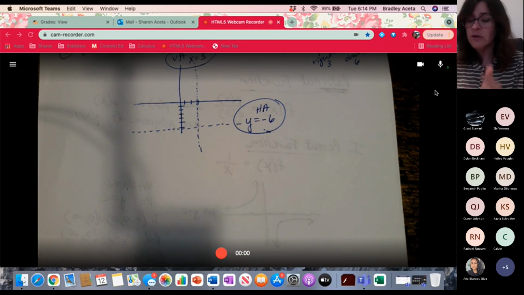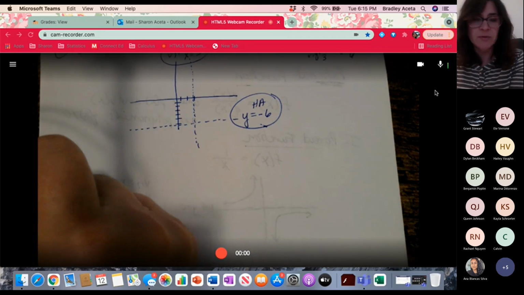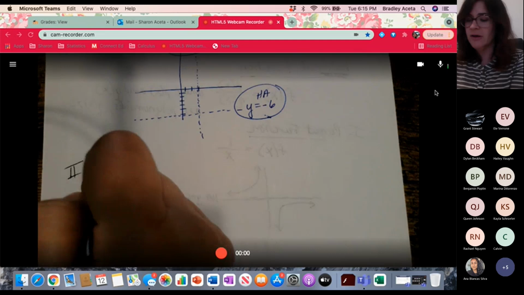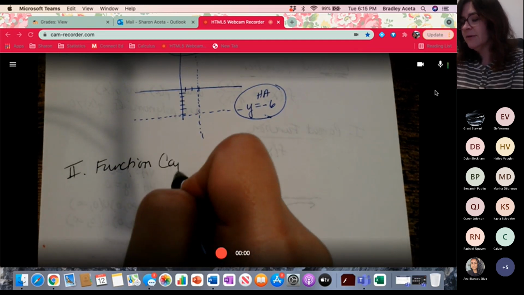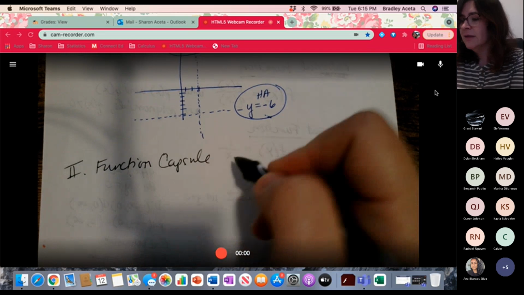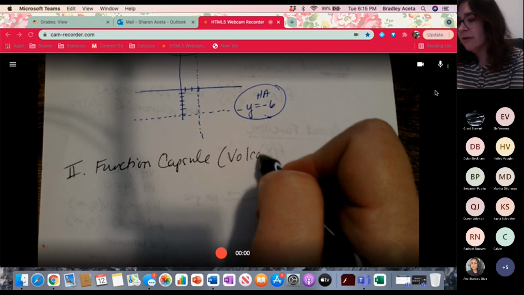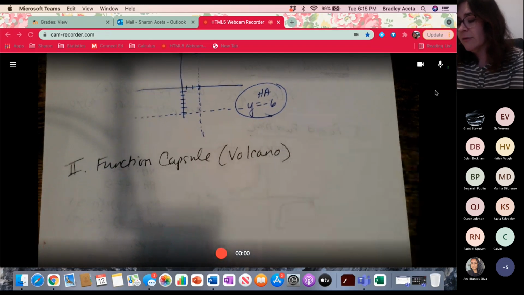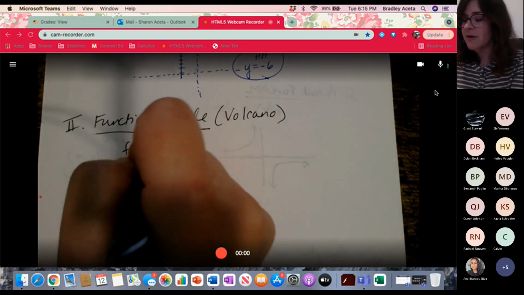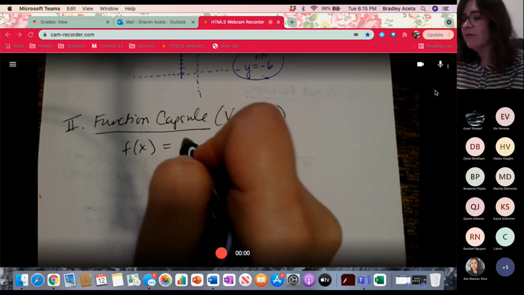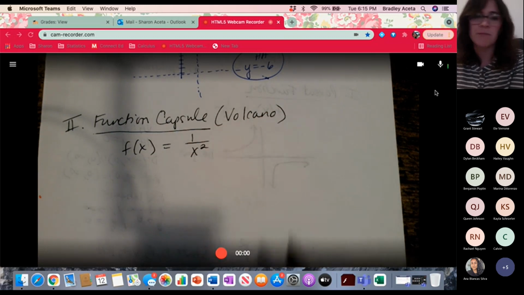This is called a function capsule, which I never remember that's what it's called. I call it something else. I'm going to call it volcano because that's what it looks like to me. It looks like a volcano. Here's the parent. f of x equals 1 over x squared.